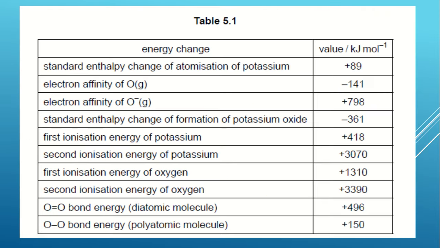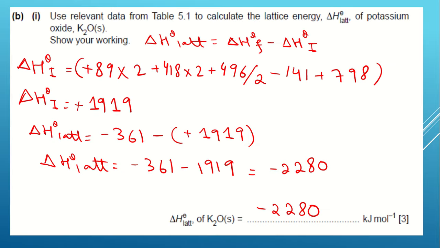So this is the data which you will be using in part B, right? When you are calculating the lattice energy of potassium oxide, you need some enthalpy values which you can pick from this table, table 5.1. The question is: use relevant data from table 5.1 to calculate the lattice energy, delta H standard lattice, of potassium oxide, and we are supposed to show our working as well, right?